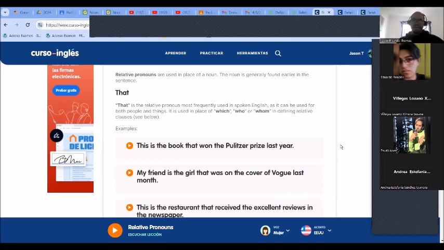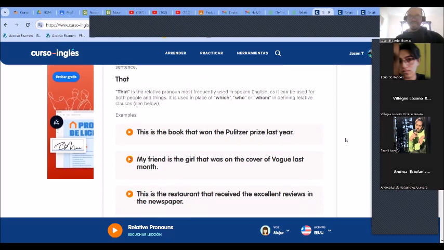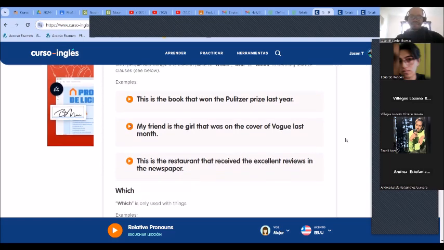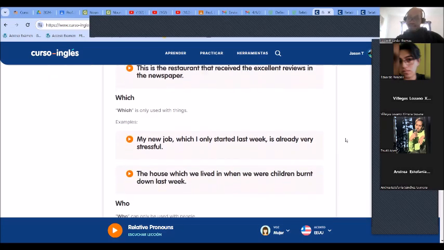Good. All right. So that is telling us either which thing or the person or people, right? So it can be used for both. It's a generalist, so to speak, right? Now, that, while it is flexible, which is not so flexible. We use it for only something specific. Jimena Susana, hit us with which.